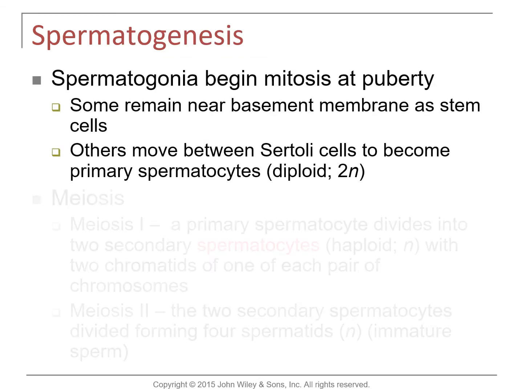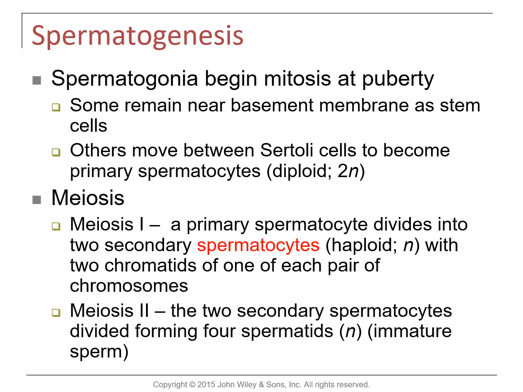On this slide, we will review the steps of spermatogenesis as they occur in the seminiferous tubules. The stem cells, the precursor cells, the spermatogonia begin mitosis at around age 10, 11, 12, puberty in the male. As these cells undergo mitosis cell division, one of the two daughter cells remains near the basement membrane as a stem cell to provide a constant supply of spermatogonia. The other cell is pushed between the Sertoli cells and develops into a primary spermatocyte.